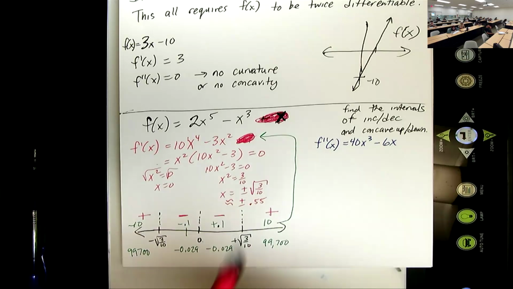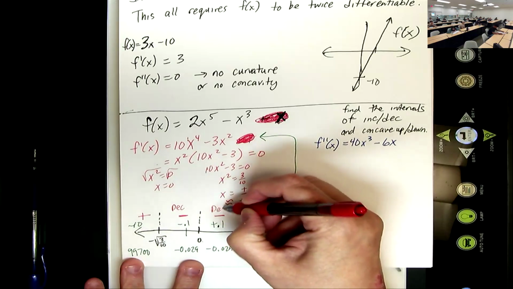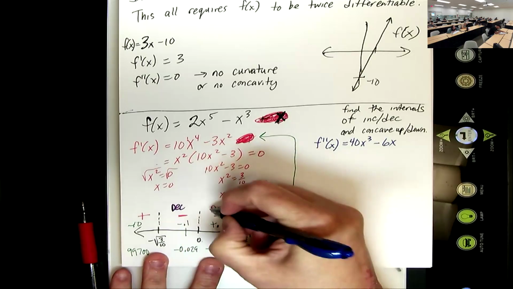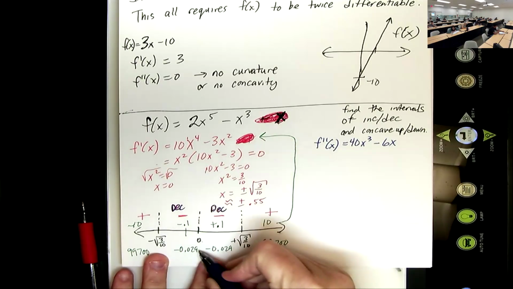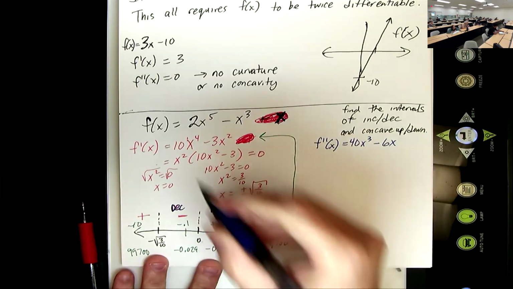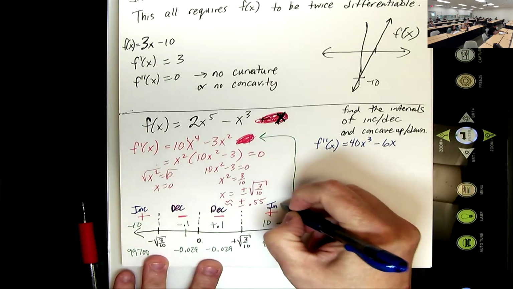So it's decreasing from here to here and it's decreasing from here to here. Here, I'll change colors, make it stand out a little bit better. But not at zero. At zero, it's flat. And it's increasing from there to there and there to there.